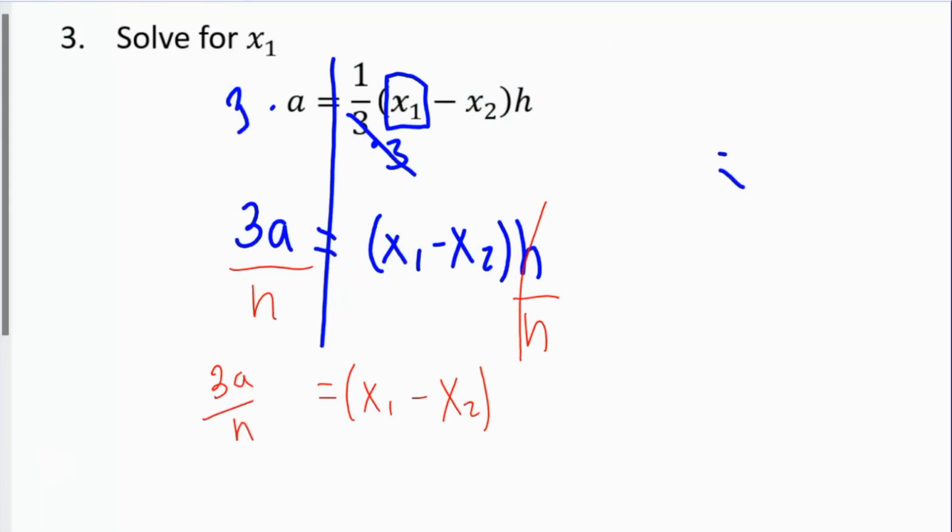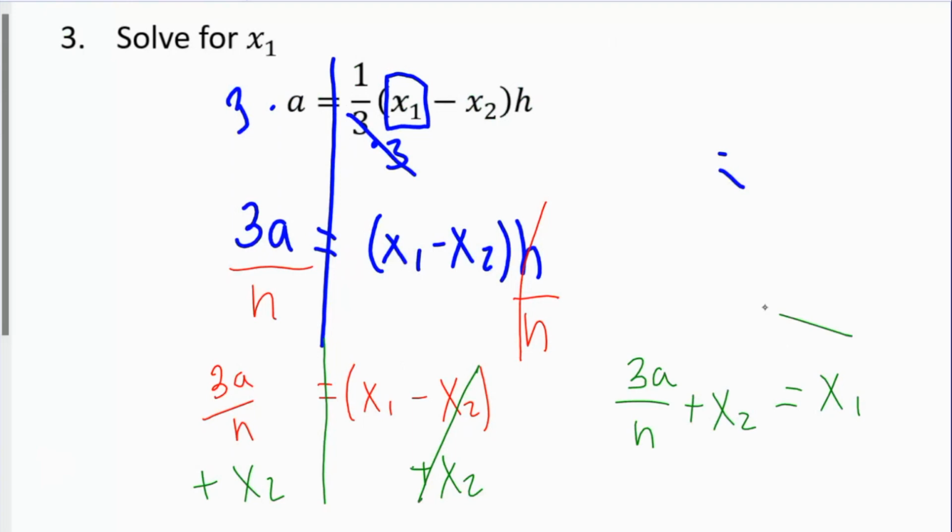And then my final step, I want to get rid of this negative x2, so I'm going to add x2 to both sides. x2 minus x2 is gone. I'm left with x1 equals, I don't know what 3a over h plus x2 is, so I'm going to leave it as 3a over h plus x2. And there's our answer.